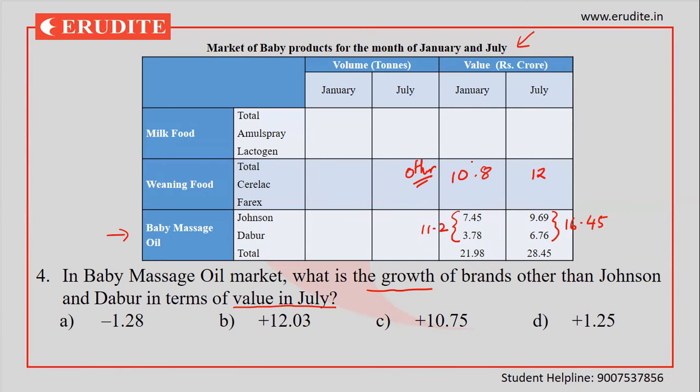So 10.8 to 12, what is the growth of brand other than Johnson and Dabur? Other than means adding these and subtracting. Now 10.8 to 12, this growth means it is approximately 1.2, and that 1.25 would be my closest answer. The rest are wide apart because it is plus and it is 1.25. So option D would be my answer. This way we need to see the question properly, and after that only we can answer this one.